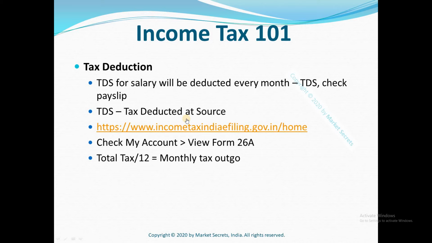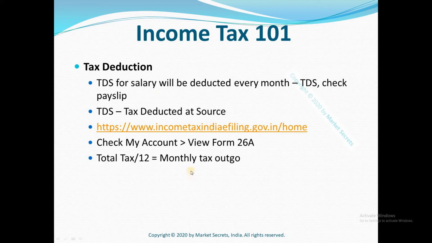TDS is a common term used whenever tax is deducted at the source of your income. It is not just for your salary; it is applicable for all the other incomes as well. For your salary, TDS will be deducted every month and you can find it in your payslip. You can also find it on the Income Tax India website, efiling.gov.in. This is a portal where you can log in using your PAN number, then go to my account and view form 26AS. This will give you the entire TDS deducted for the financial year. So you can check it in your payslip, or from the Income Tax India e-filing portal.